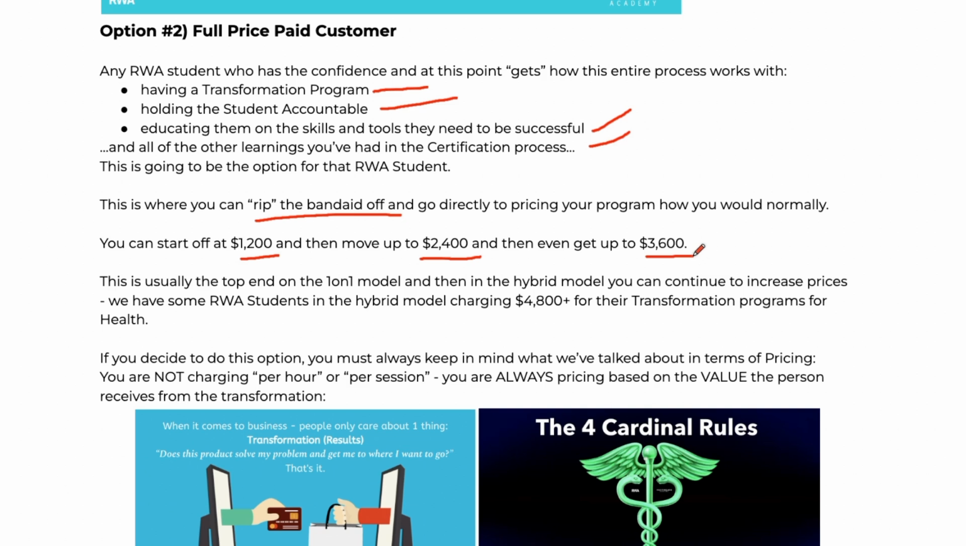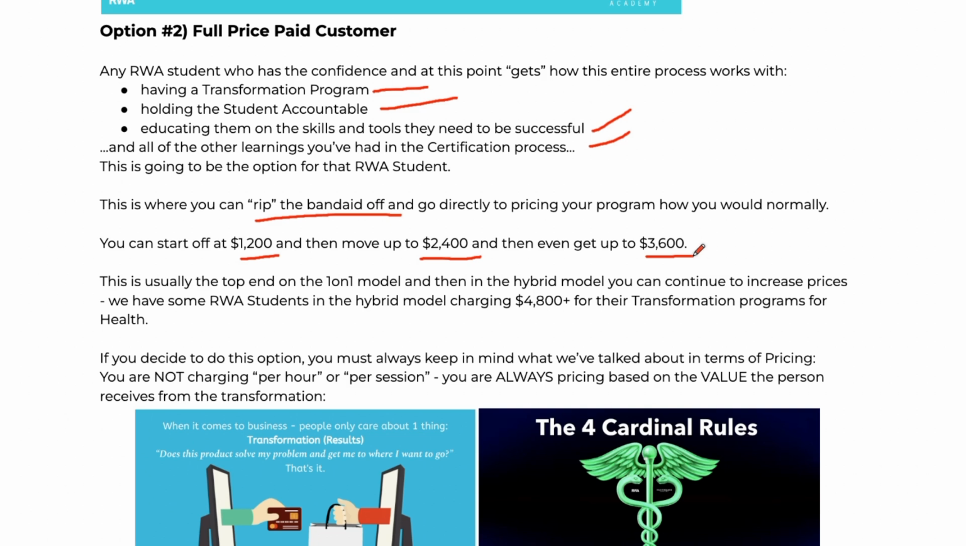Now, typically on the one-on-one model, 3,600, 4,800 is kind of the top end. As you really start to build your expertise and your value, you can even get up to, let's say, 5,800. Obviously, for certain people in the world, they charge $10,000, $50,000, $100,000 for one-on-one sessions. Obviously that is possible. We're not going against that right now, but at the level that we're talking about, typically 3,600 is going to be kind of the top end.